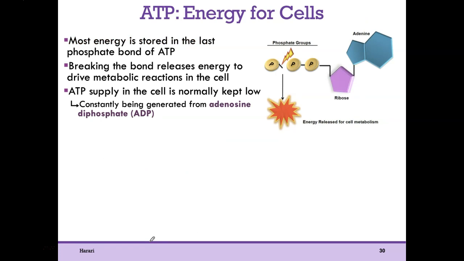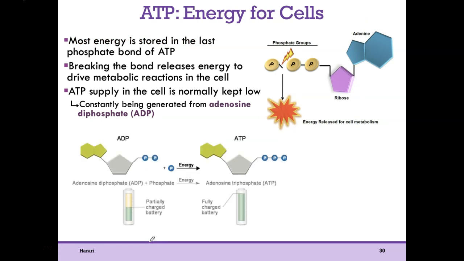And then ATP is normally kept low inside of the cell. It's constantly being made from ADP, adenosine diphosphate. Again, you have your adenine, your sugar, but 2 phosphates. So that's like a partially charged battery. You have some energy. But when I tack on another phosphate with some energy, I can then form a fully charged battery. This is ATP. That's what we like. So we're adding a little bit of energy to ADP so it can become the high energy ATP.